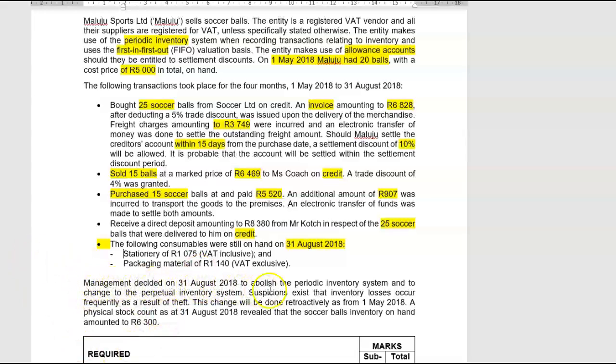Management decided on 31 August to abolish the periodic inventory system and to change to the perpetual inventory system. Suspicions exist that the inventory losses occur frequently as a result of theft. This change will be done retroactively from 1 May 2018.